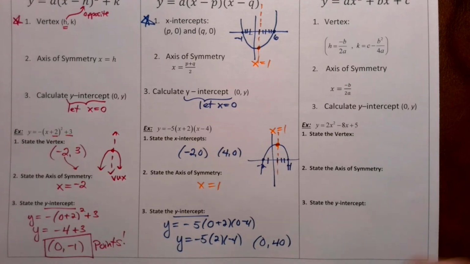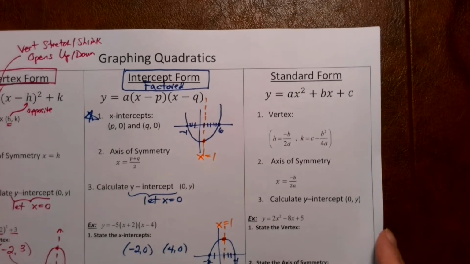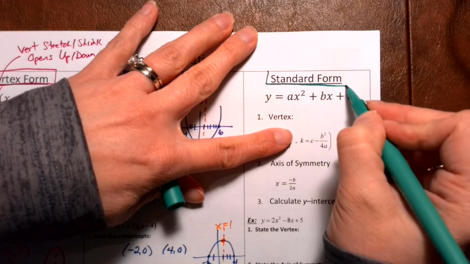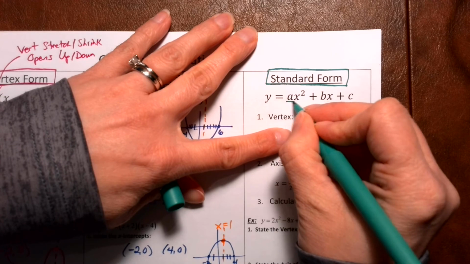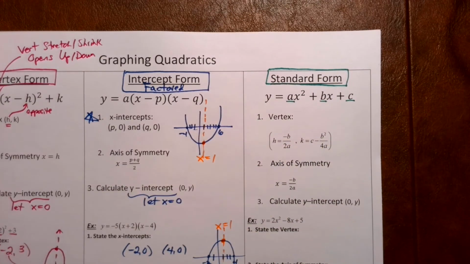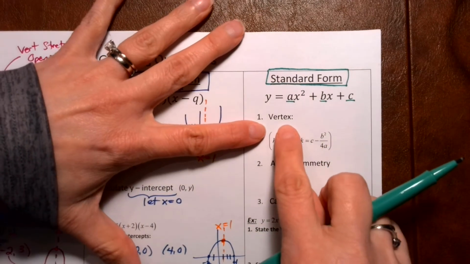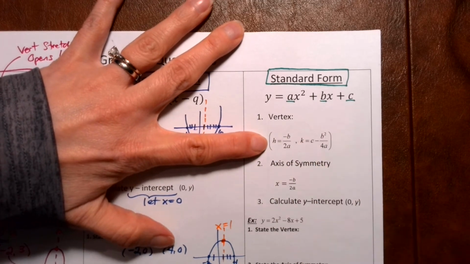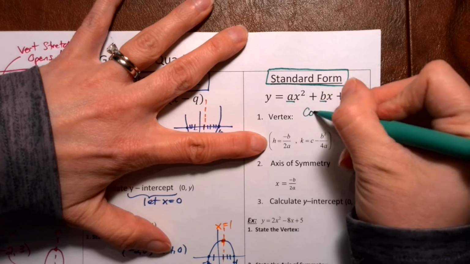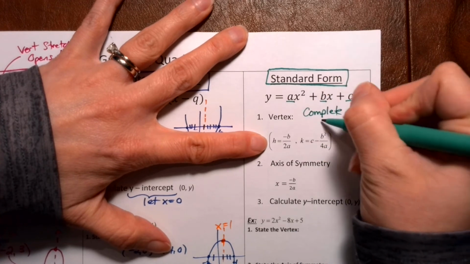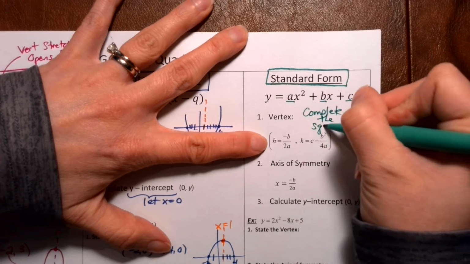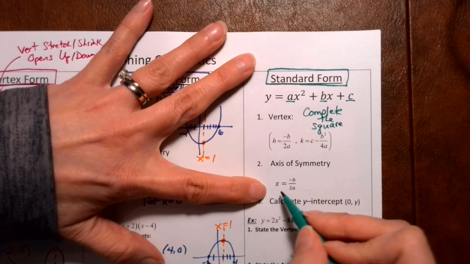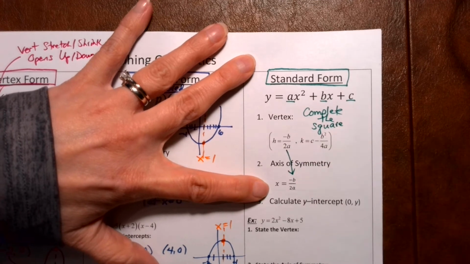Okay, the last form that we studied is called standard form. Standard form is when you have all the terms multiplied out and you have your A, B, C values, which are helpful. Vertex requires a little bit more calculating. We have to use the H and K formulas, or we can also complete the square. You can complete the square and that will help you find the vertex as well. Axis of symmetry is x equals that x value.